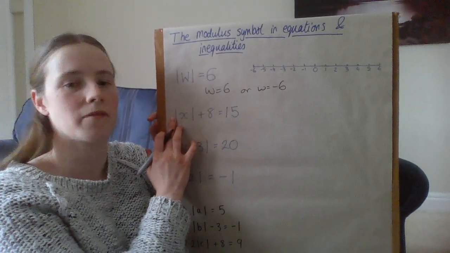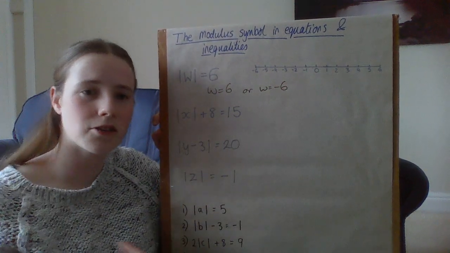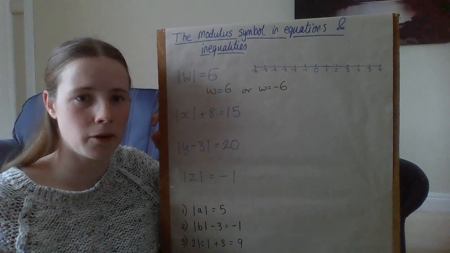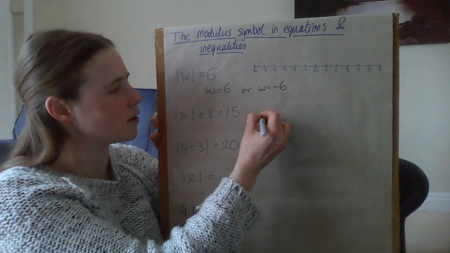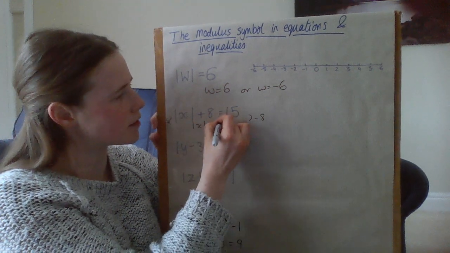Next one, the modulus of x plus 8 equals 15. The first thing I'm going to do is get rid of the plus 8, just like we'd probably be tempted to do from our knowledge of linear equations. I'm going to subtract 8 from both sides. Modulus of x is 7.